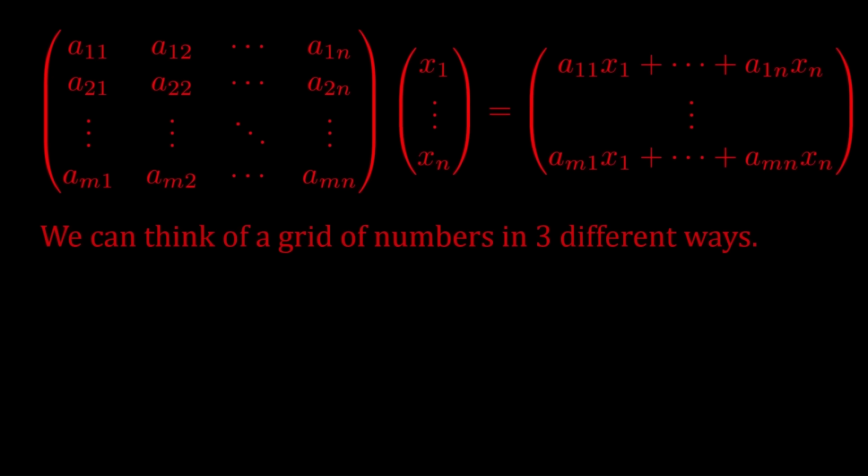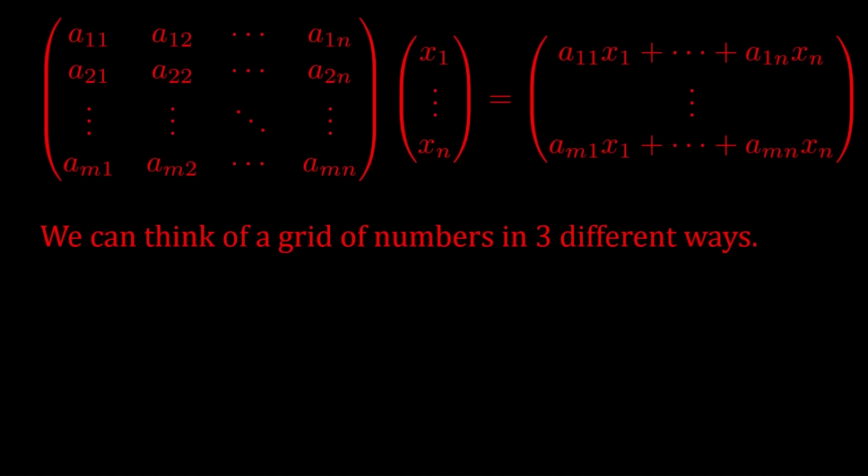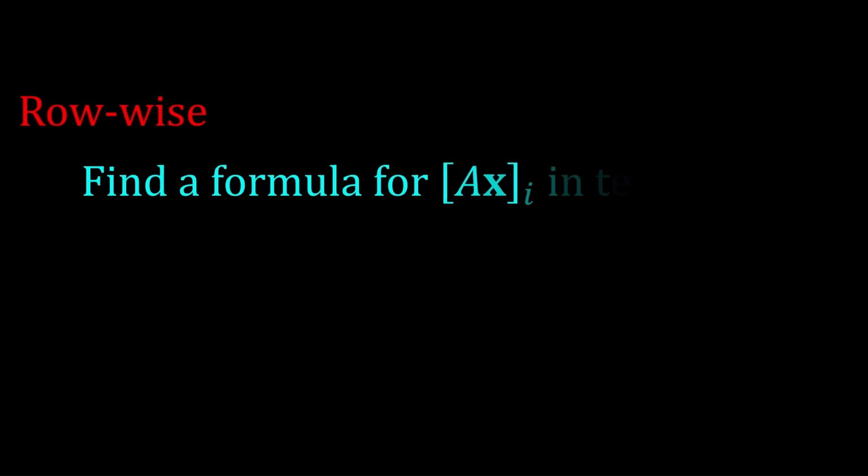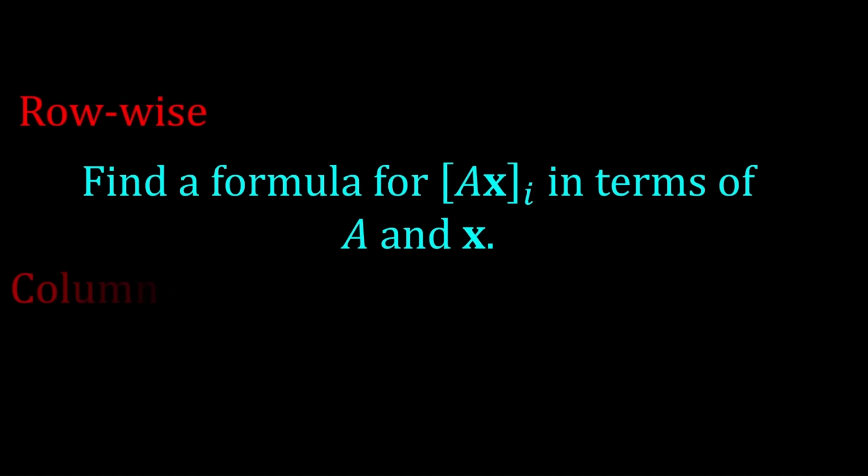Okay, now let's analyze this new matrix function thing that we've discovered. So we can analyze a grid of numbers in 3 different ways, right? Rows, columns, and, well, each entry. We'll try to find a formula for the ith entry of Ax in terms of A and x. By the way, when I say Ax, you can kind of think of it as A of x, like a function, where x is the input. And we're using this x notation to mean the whole vector x1, x2, all the way up to xn.